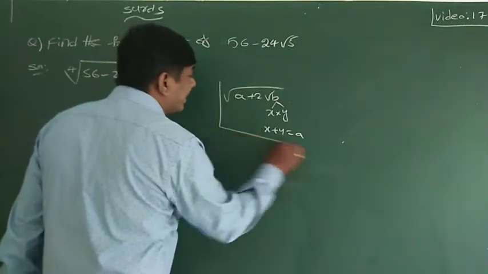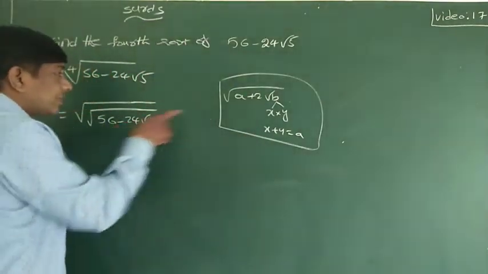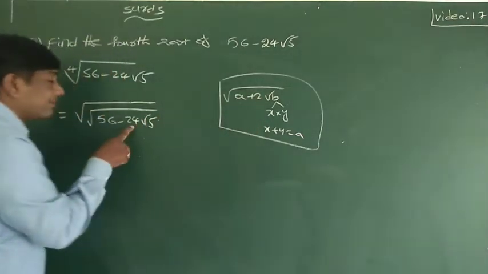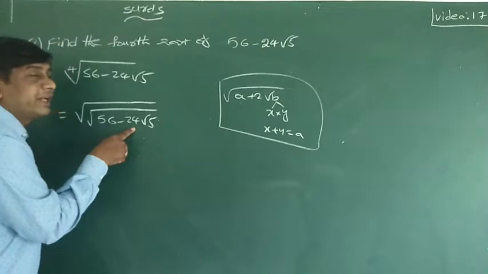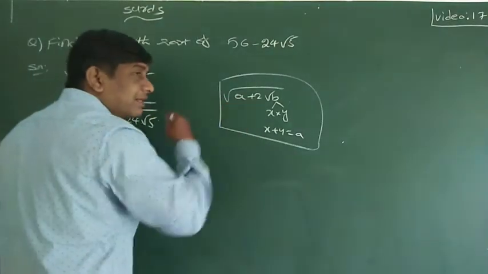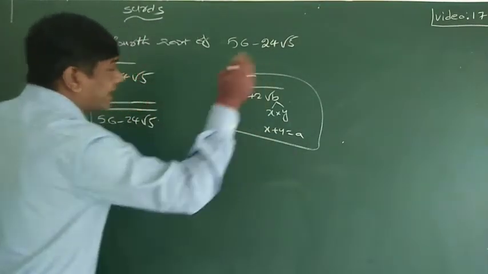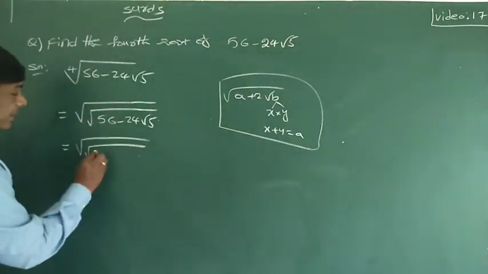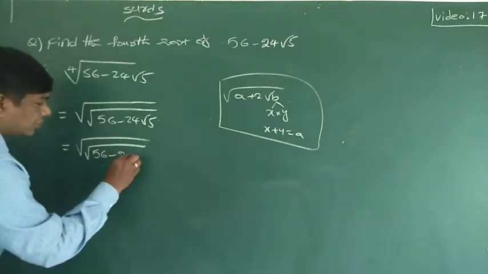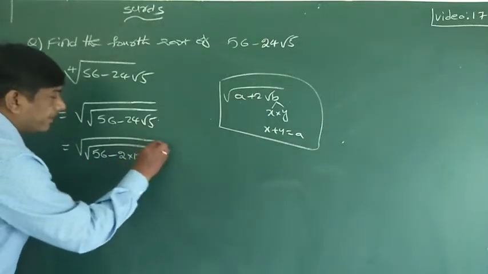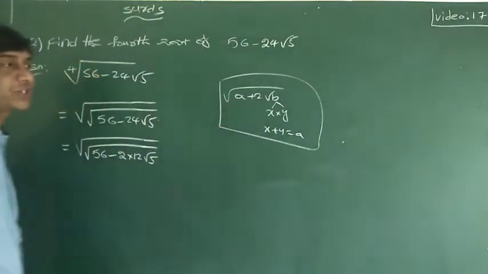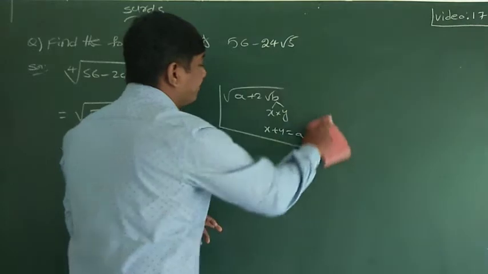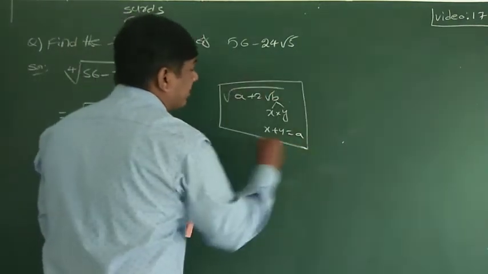Here, I need 2 as a rational factor. But what do we have here? 24 is there. Except for that, the rest of the values are inside. So I write this as the square root of 56 minus 2 into 12 into root 5. Because I know the procedure to find the square root by the alternate shortcut method, I am going to apply that here.